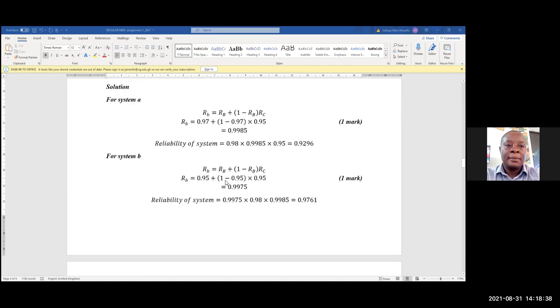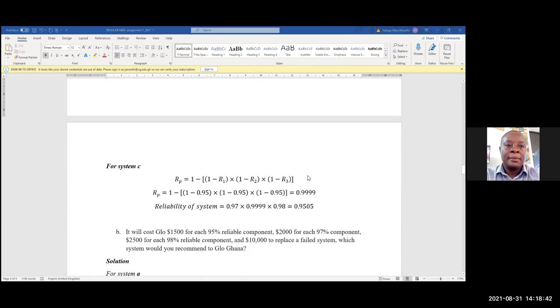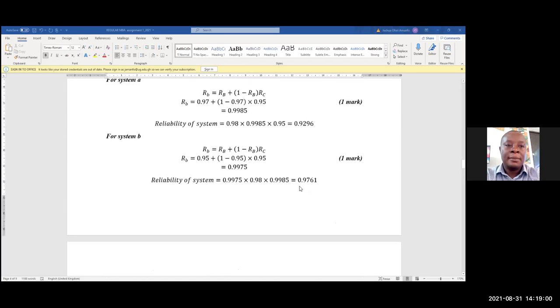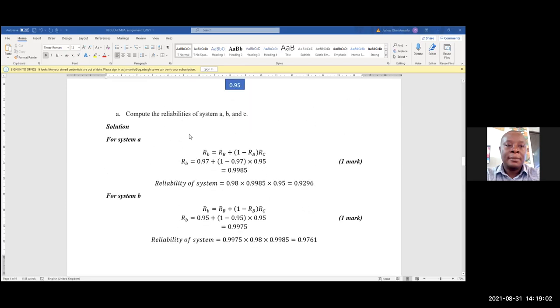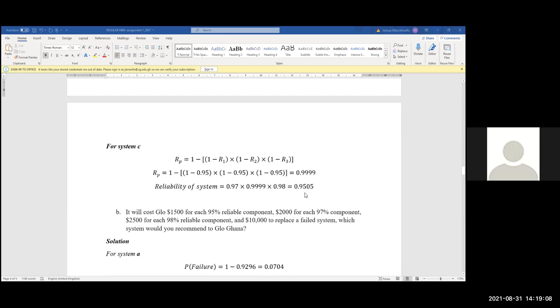So we do that and we work this out, and that gives us 0.999. All right. So now you have a series arrangement. You've collapsed the backups, you have a series arrangement, so you multiply them together and you get 0.9505. The question was just for us to compute the reliability. So that's what we have done and we are okay.